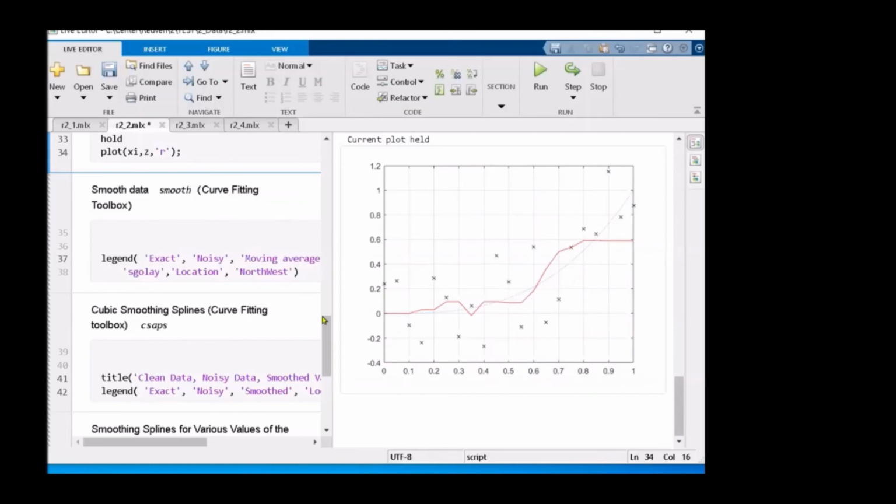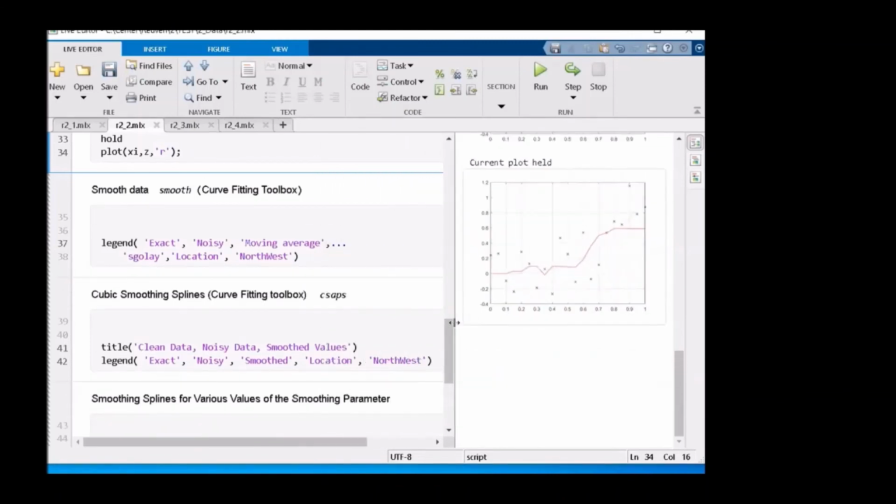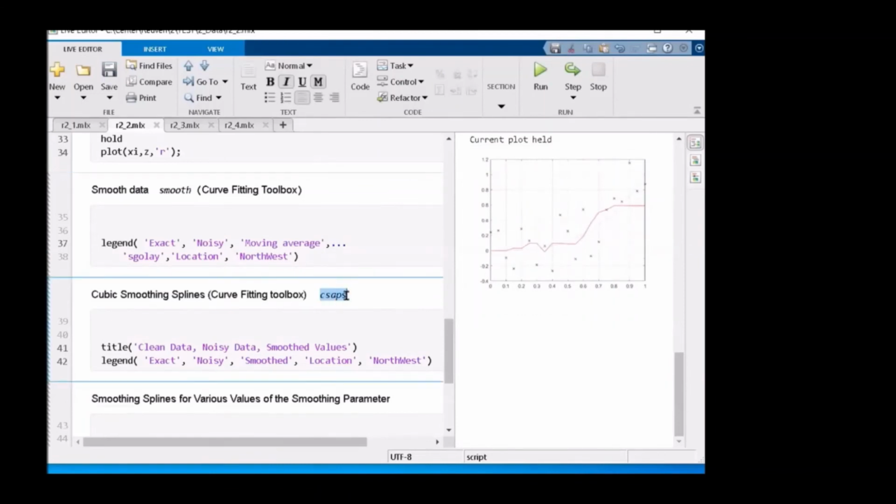Okay, now it's Matlab itself, but the curve fitting toolbox has a very powerful function, the curve smoothing function application, curve fit smoothing app. Let me show an example of using this function. We can again, maybe we should use the smooth first, because I promised. Okay, let's first do smoothing.